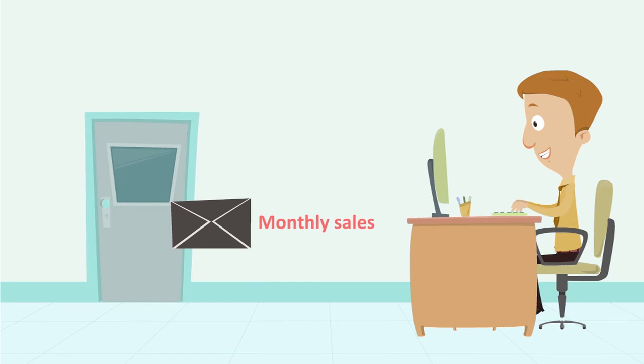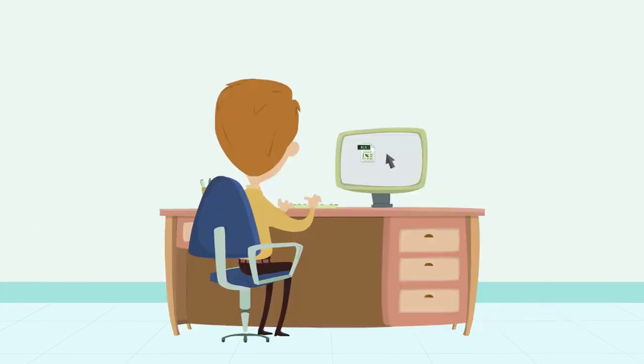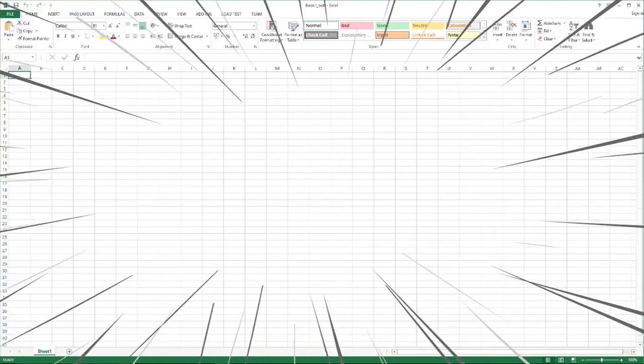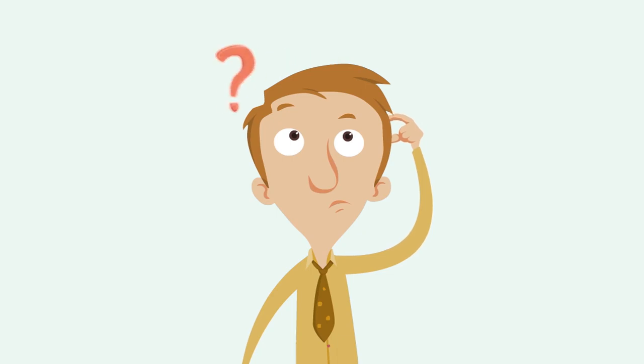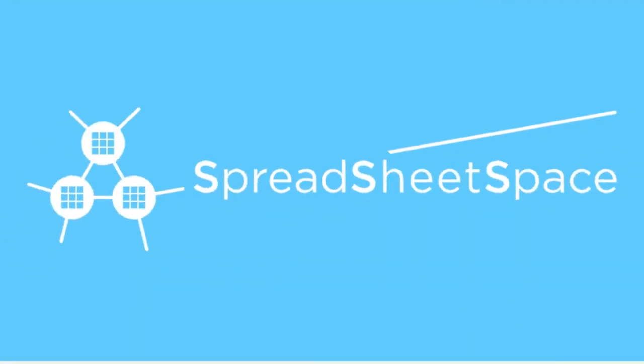When Bob receives the email, and when Bob receives all the emails, he has to retrieve the right XLS file, and open it in Excel. And if nothing went wrong, he finally gets the table he was waiting for. Or maybe not. With SpreadSheetSpace, all this belongs to history.